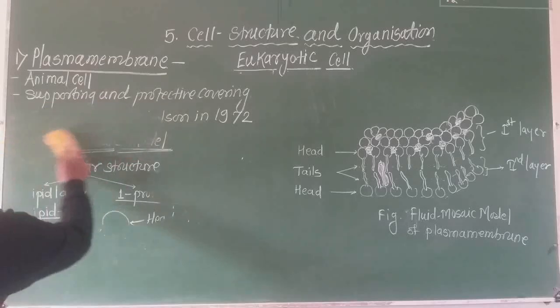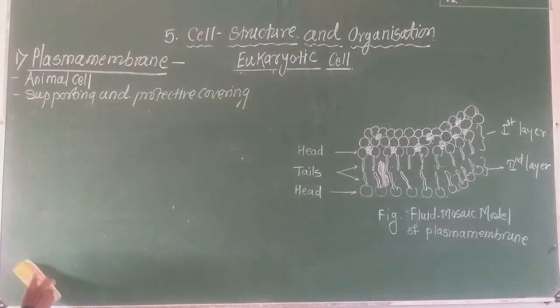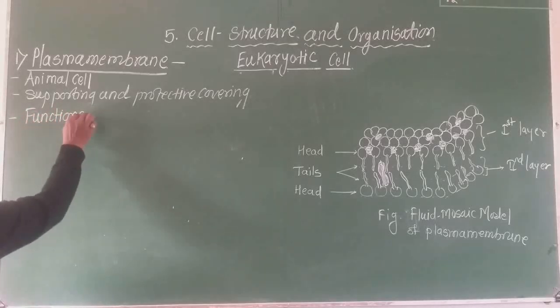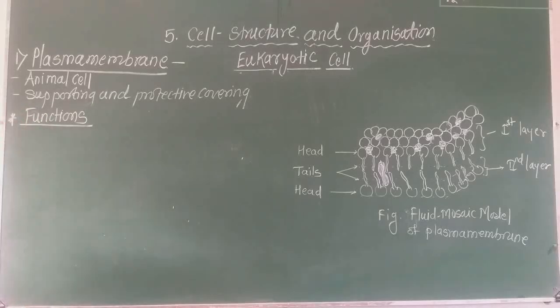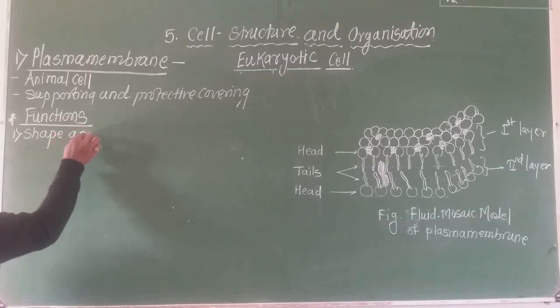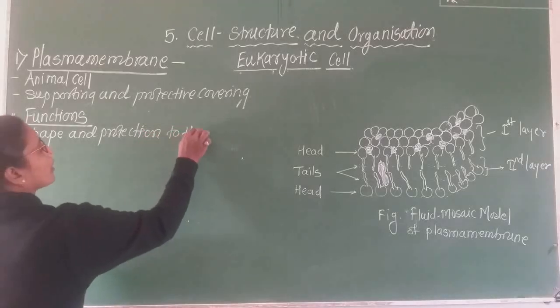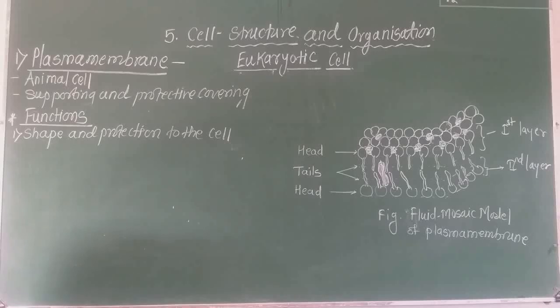Which is the next point? Functions of the plasma membrane. It means how the plasma membrane functions in the case of the animal cell. See, the first important function of the plasma membrane is to give shape and protection to the cell. It gives shape and protection to the cell, or it gives a limited boundary to the internal structures of the cell.